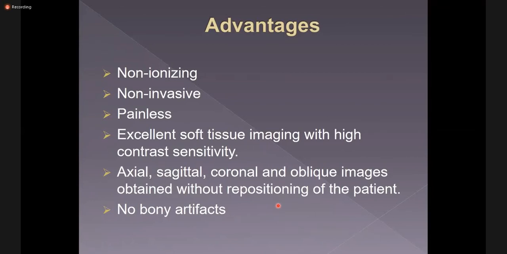Axial, sagittal, coronal, and oblique images can be obtained without repositioning the patient. The patient lies supine, but we can take these views in the same position. There is no bony artifact. On CT, the petrous part of the temporal bone or petrous apex causes artifacts over the posterior fossa, and sometimes we cannot interpret the posterior fossa pathology properly. So in these cases, MR is the investigation of choice.